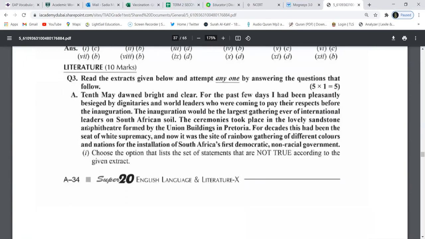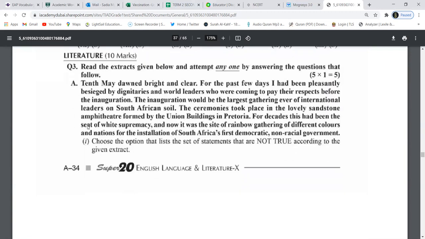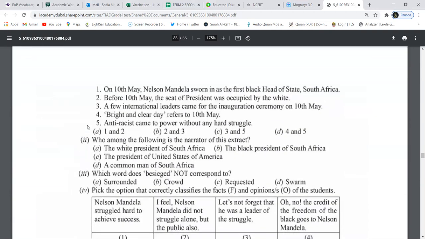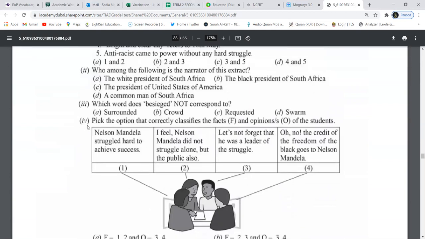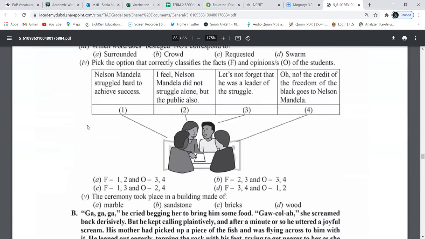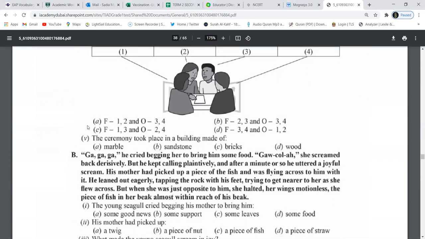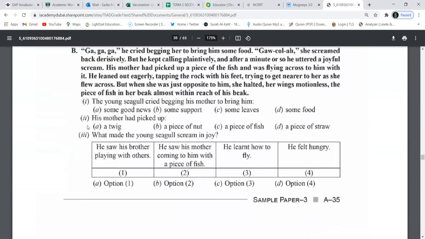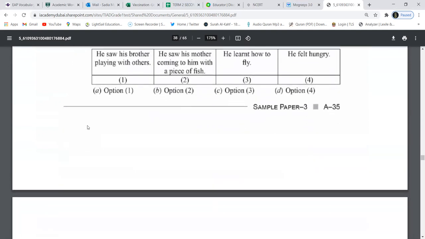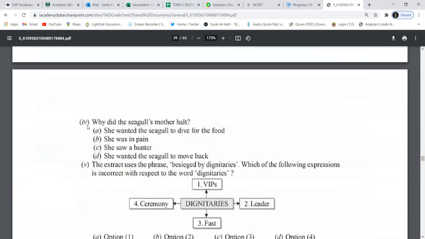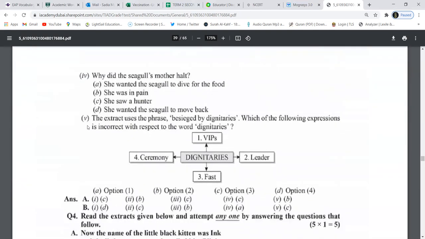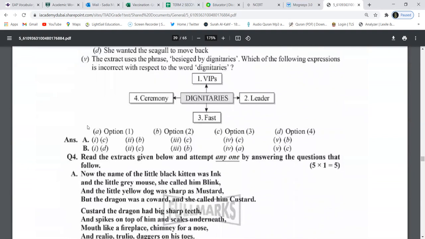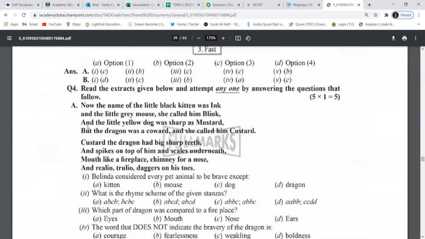Now read the next. You have to attempt any one. Attempt the questions. Pause the video and read. Pause the video. Now check your answers. Pause it again. Check your answers.